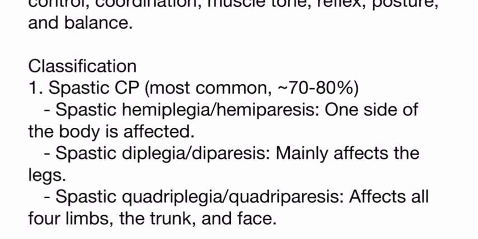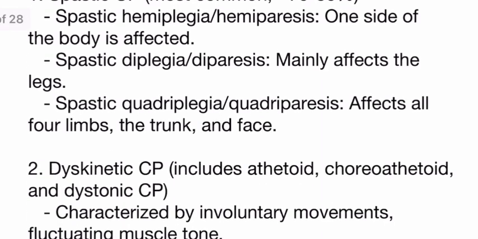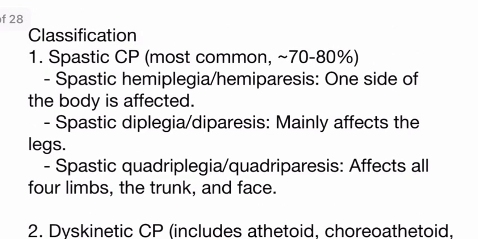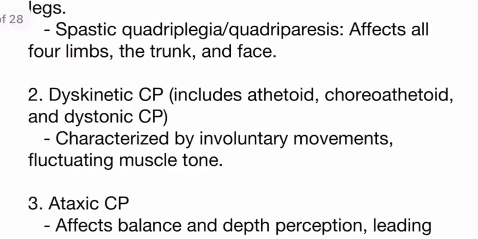Classification, you have spastic CP, which is the most common. It can be spastic hemiplegia or spastic diplegia, or it can be quadriplegia. It affects all limbs, and another point here, this one presents with increased tone, increased muscle tone, and rigidity.